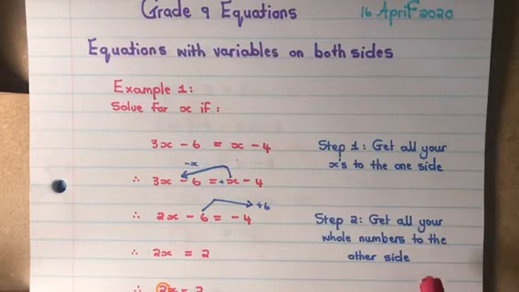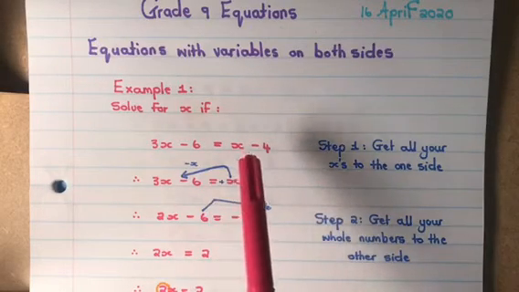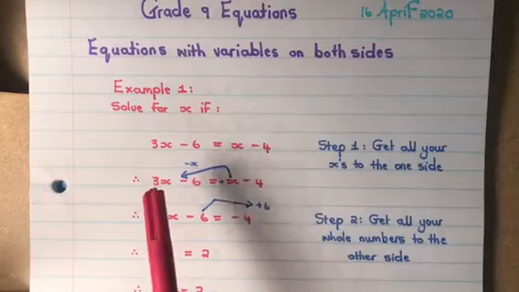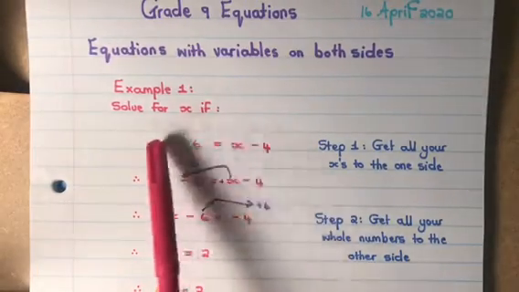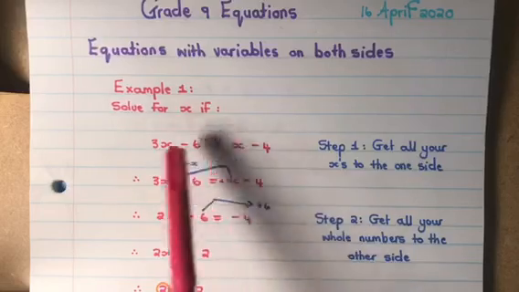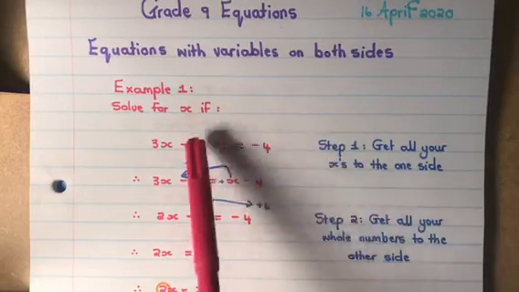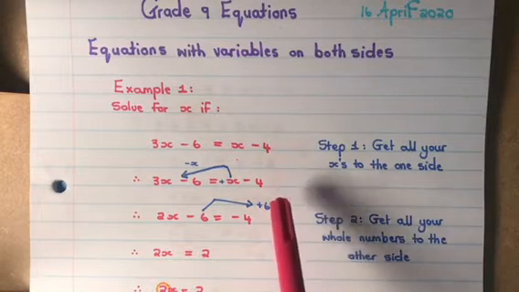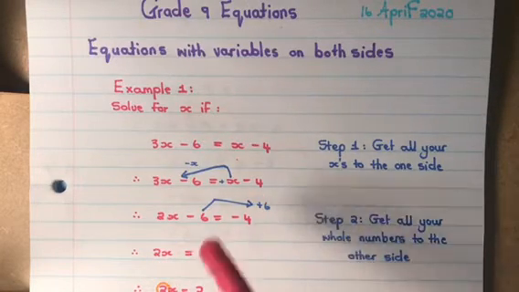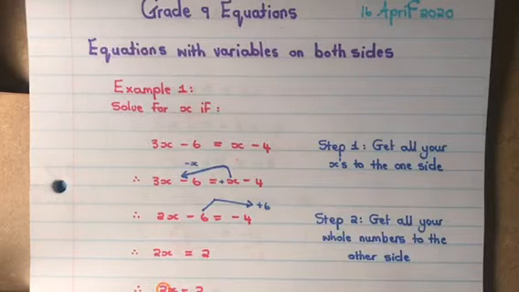Once you've done that, because you're bringing variables together which are like terms, so 3x and an x are like terms, they can be added and subtracted, they can be simplified. And your whole numbers on the other side, again, they are like terms and they can be simplified. That is why we are doing that. And in the end, to have x on the one side and x is equal to.